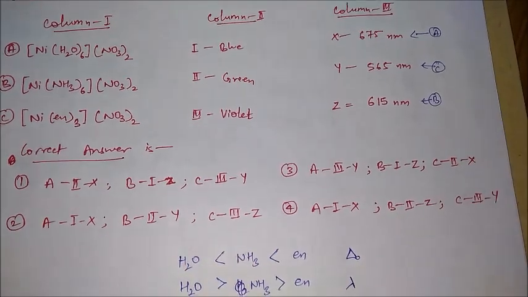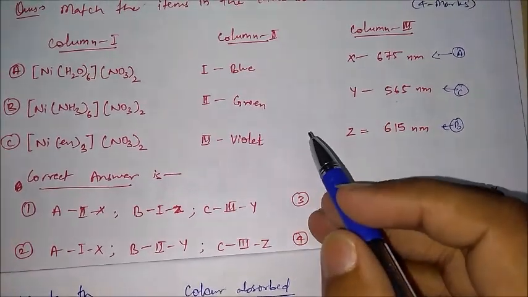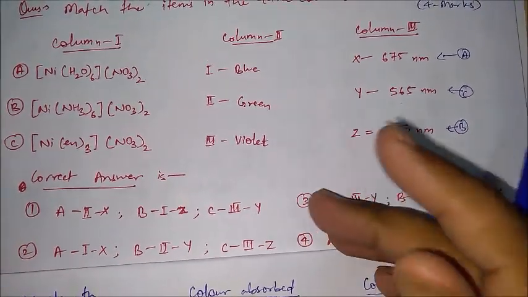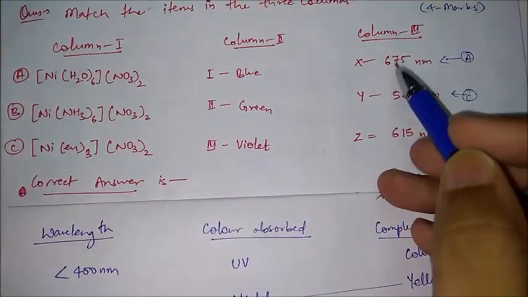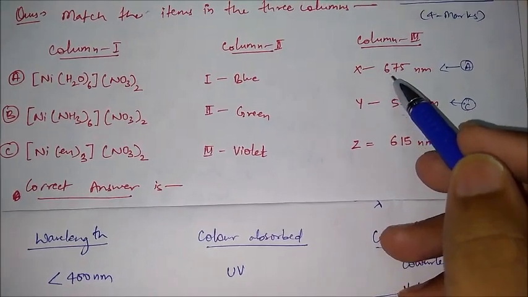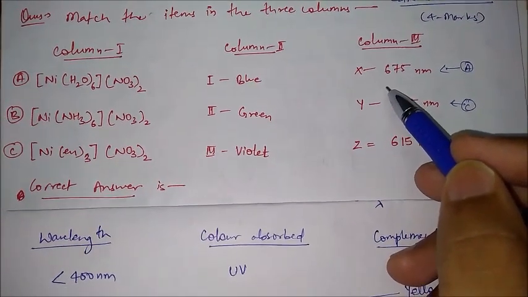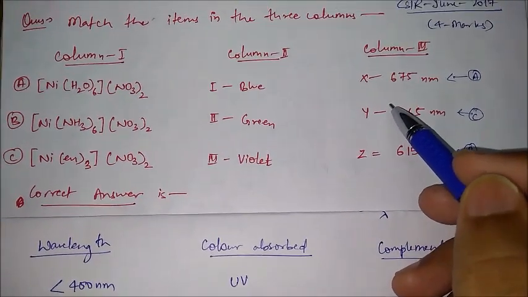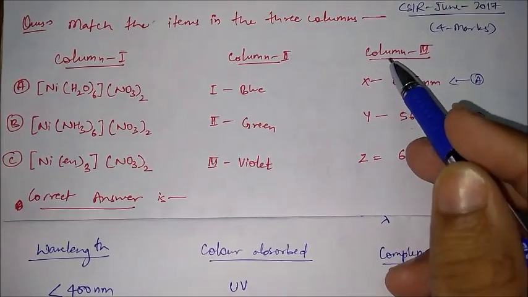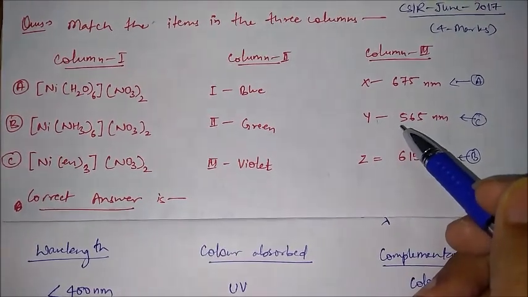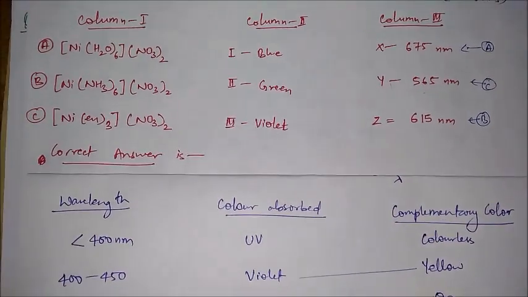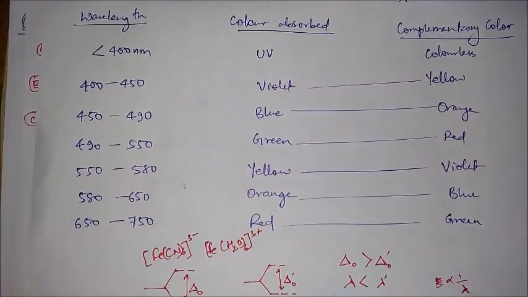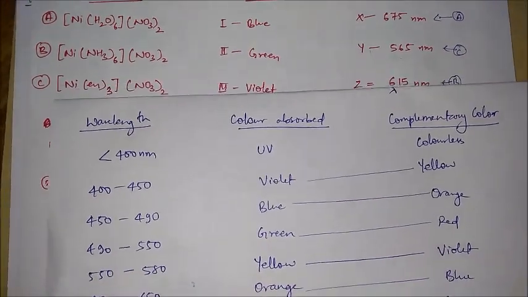Now let's talk about the color. When we have to talk about which color a particular compound will correspond to, we have already known the wavelength for which it will absorb. And if you remember, in the starting I showed you a table where the wavelength was given, along with the color which it will absorb and the color which it will emit.